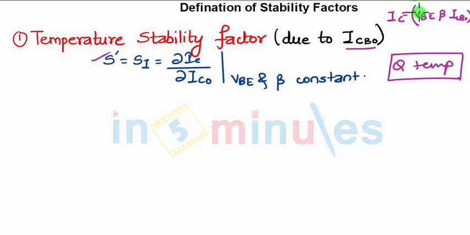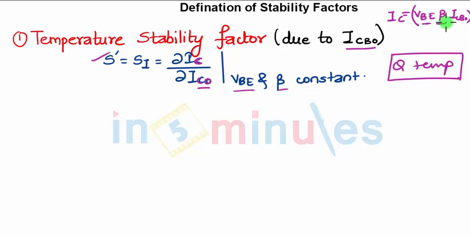ICBO can be written as ICO also, right? ICBO we are replacing with ICO. Now first is the temperature stability factor due to ICO, that is change in IC with respect to the change in ICO, keeping other two parameters constant, that is we are not changing VBE and beta.